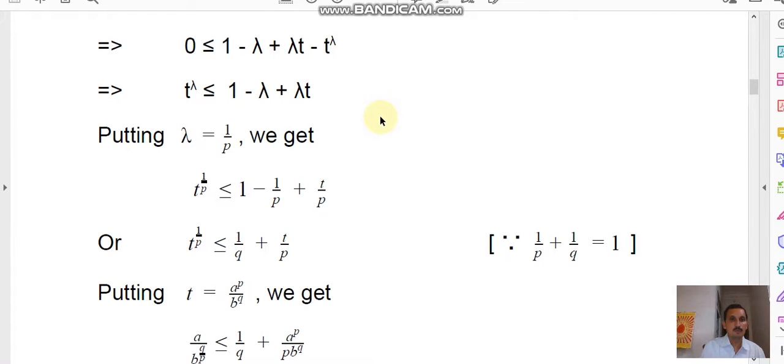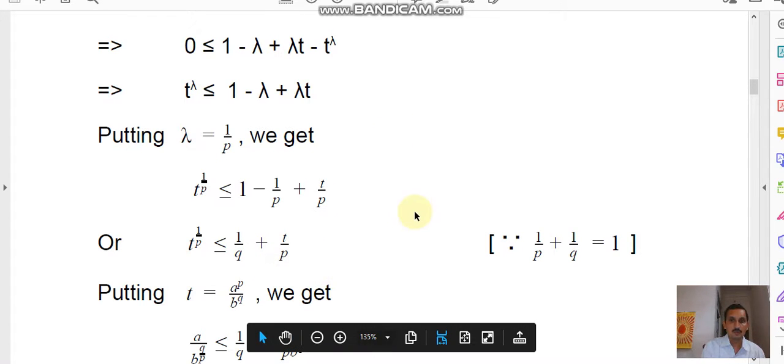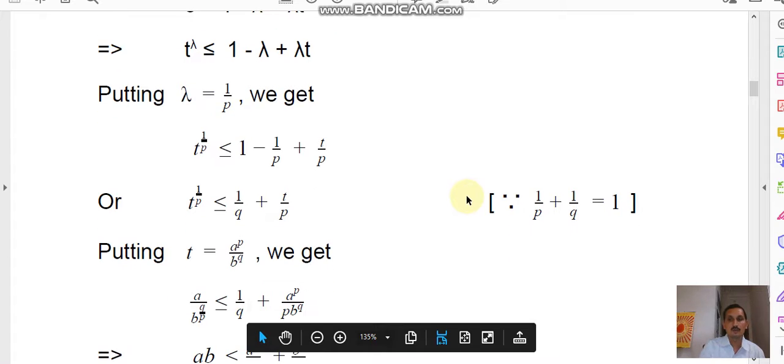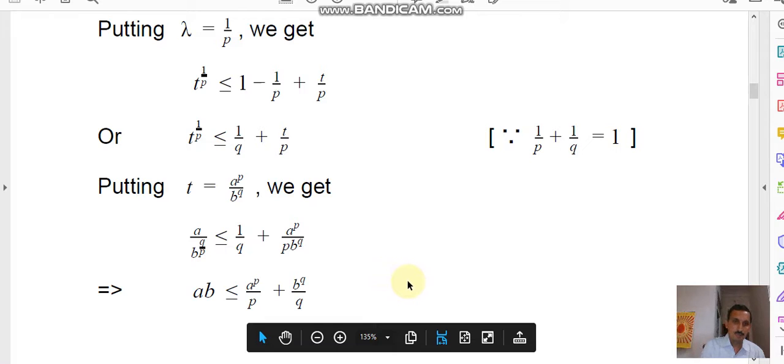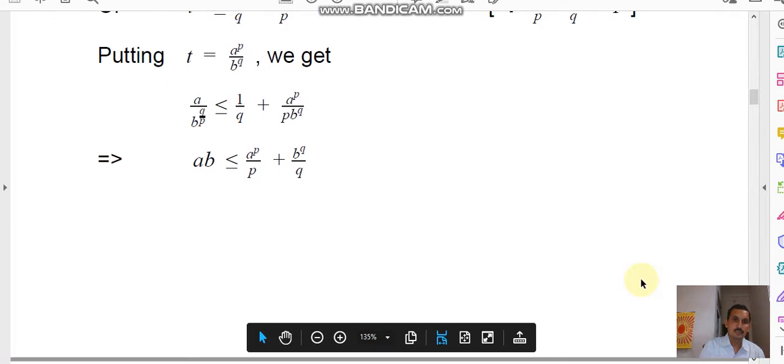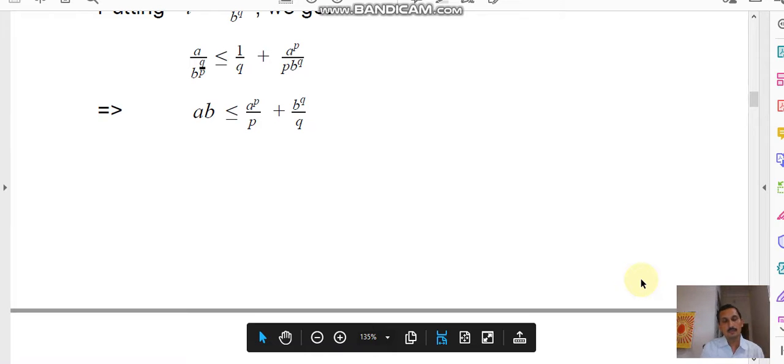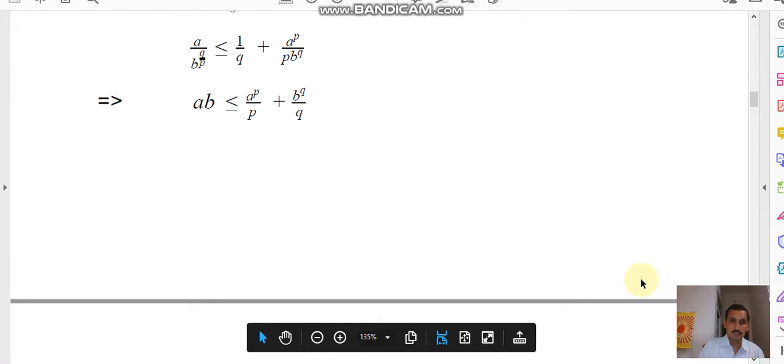replacing lambda equal to 1 by p and t equal to a^p upon b^q. So involving the calculations on this equation, we obtain t^(1/p) is less than or equal to 1 by q plus 1 by t by p, and putting the value of t as a^p upon b^q, we obtain this equation as ab is less than or equal to a^p upon p plus b^q upon q. So this is known as Young's inequality or lemma. So we apply this lemma for the further inequalities.